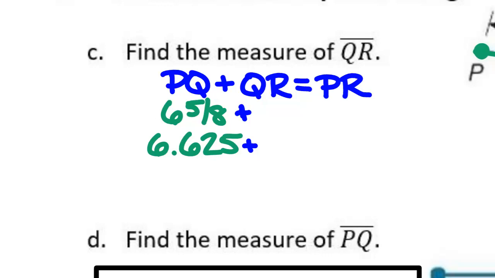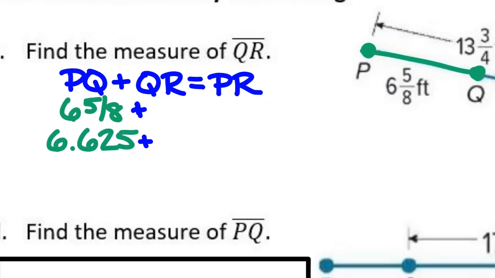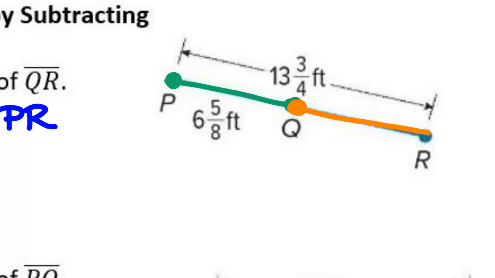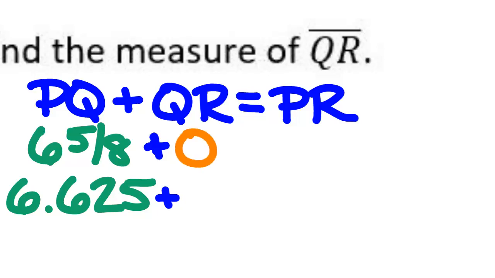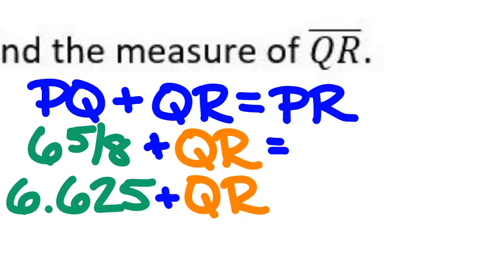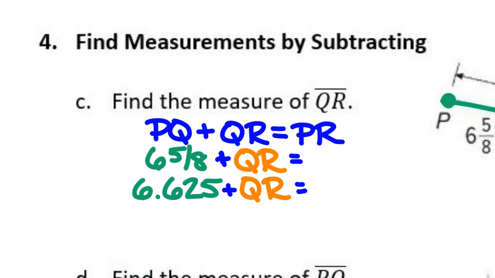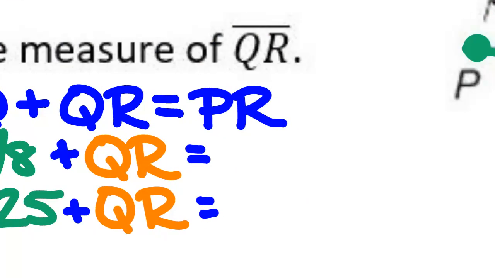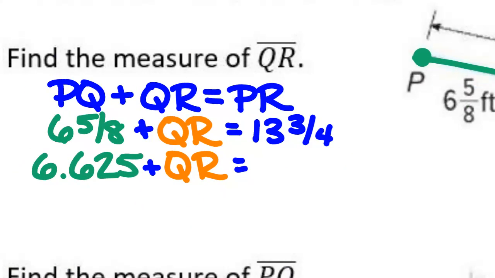How big is segment QR? Look carefully. I want QR. We don't know. From Q over to R, just this piece right here, we don't know how big that is. So I have to leave that as QR. Do we know how big the whole big segment is, PR? That one we do know. How big's that? 13 3/4. Does anybody know what 3/4 is in its decimal form? 0.75, so 13.75.